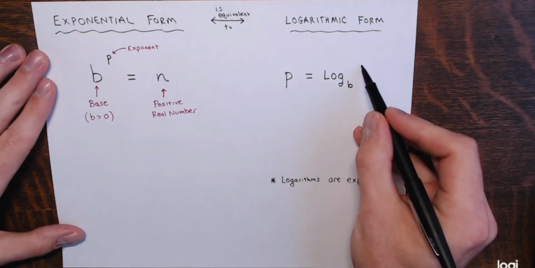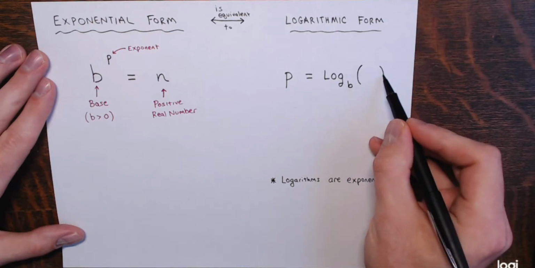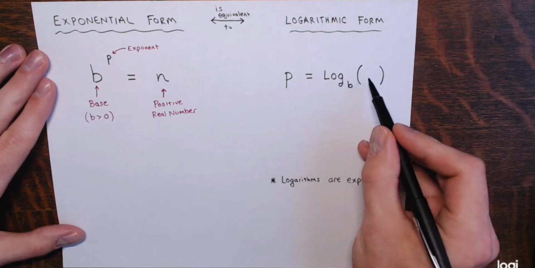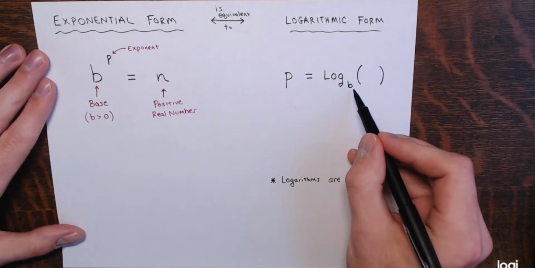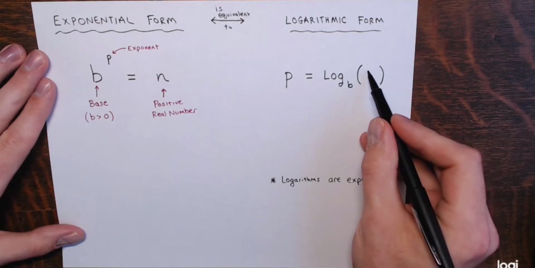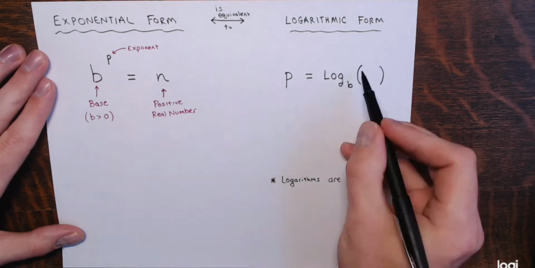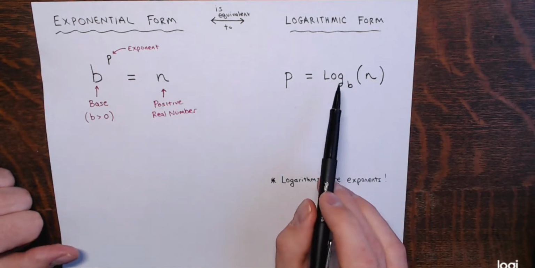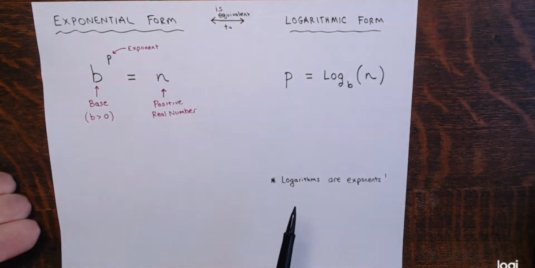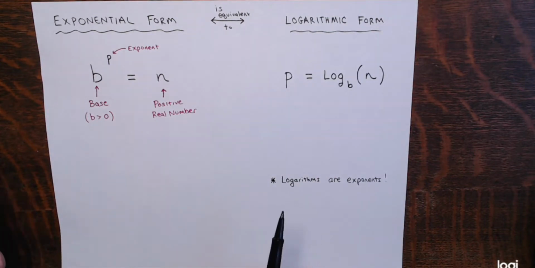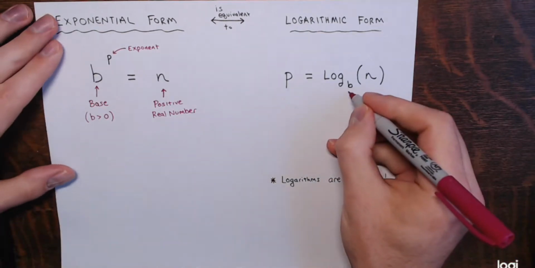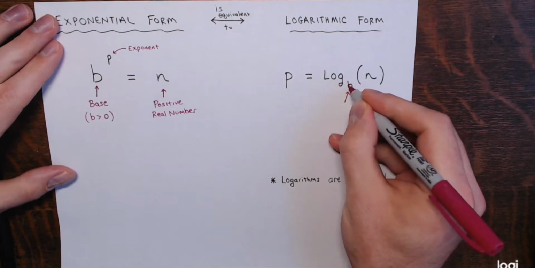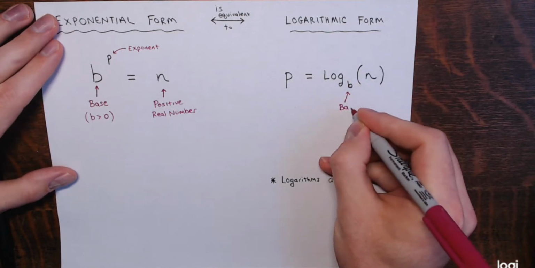And then it's a function. Just like any other function, you're going to have a logarithm base b of, and you probably guessed it, the number that goes inside the parentheses is just this positive real number n over here. These two statements mean the exact same thing, just in different forms. Once again, this little b under the word log is the base of the logarithm, and it's got to be a positive number.